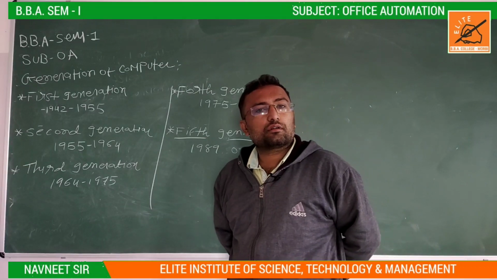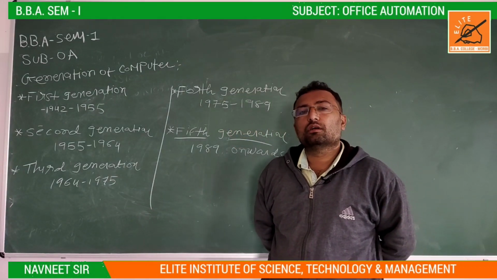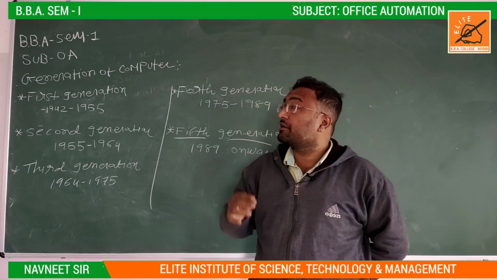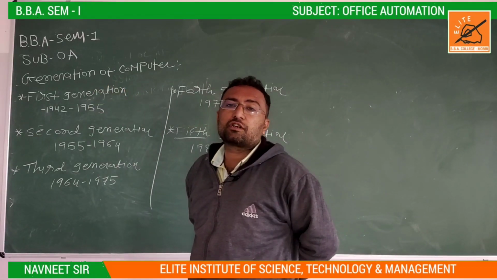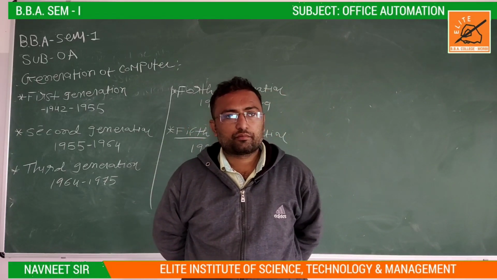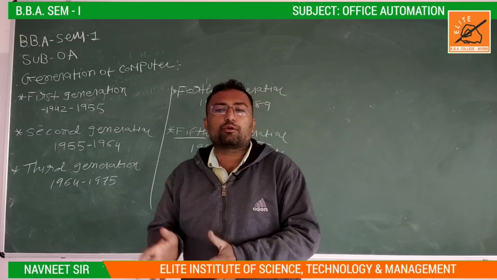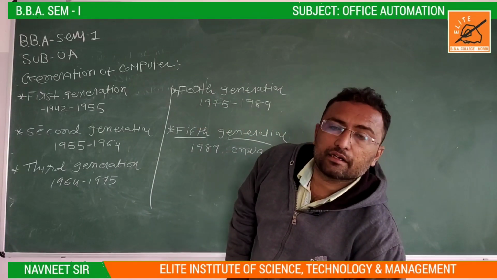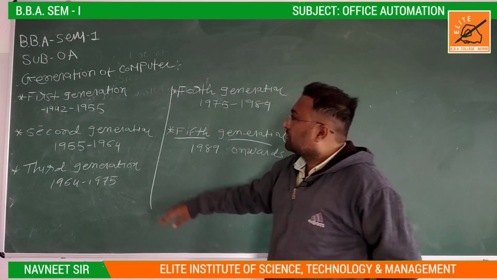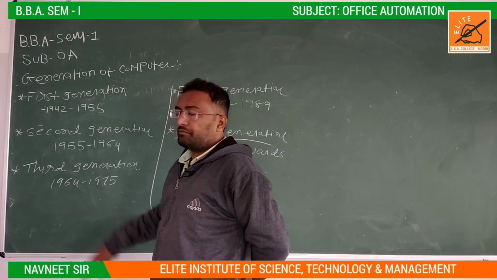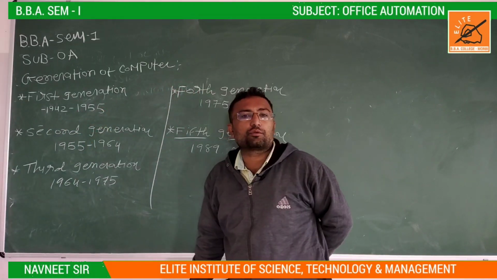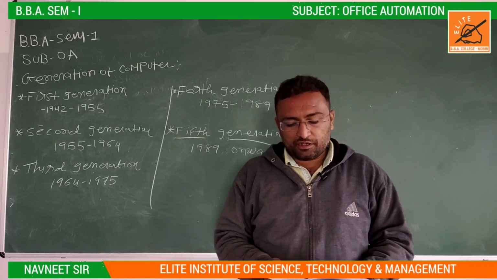Computer was made or evolved in different eras, in different time eras. So it is given a name, generation of computer, in which particular computers evolved on different time scales. Different computers evolved and it is given the name generation. So the first computer, in first generation, in 1942 to 1955, the computer was found in first generation.